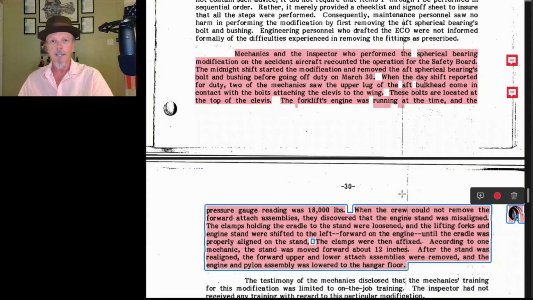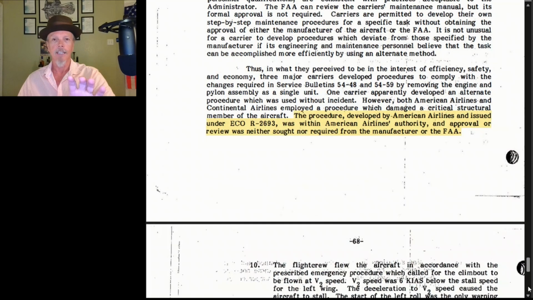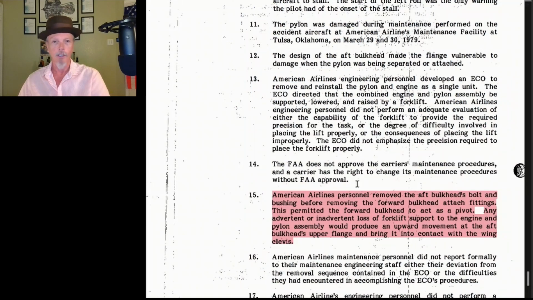When I'm reading this, it doesn't seem like a whole lot of things went right during this. But let's go on further down and we'll find out exactly. This is how they recounted it. So let's see what the NTSB says happened. Item 15 of their conclusion is: American Airlines personnel removed the aft bulkhead's bolt and bushing before removing the forward bulkhead attach fitting. This permitted the forward bulkhead to act as a pivot. Any advertent or inadvertent loss of forklift support to the engine and pylon assembly would produce an upward movement at the aft bulkhead's upper flange and bring it into contact with the wing clevis.